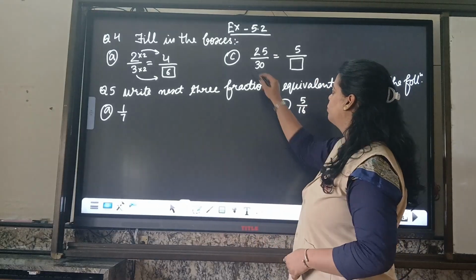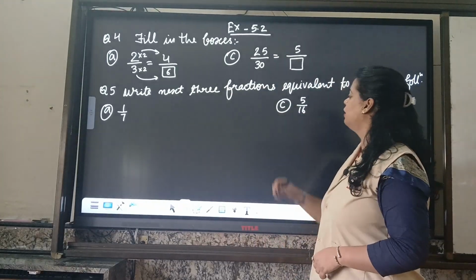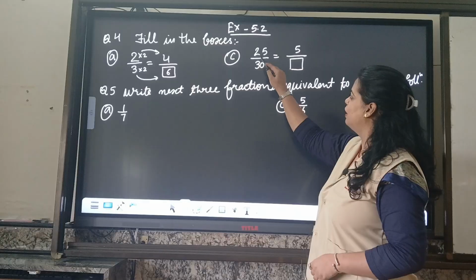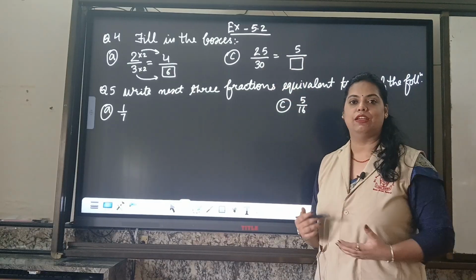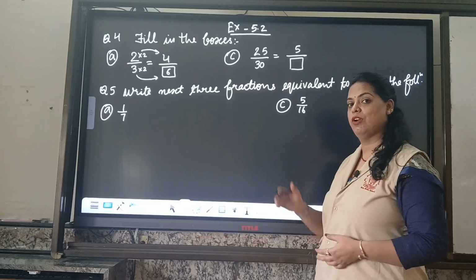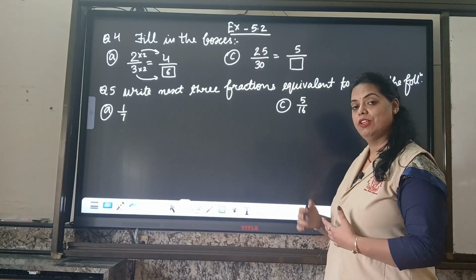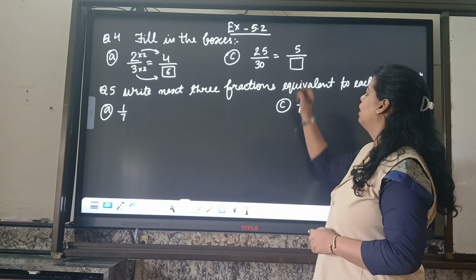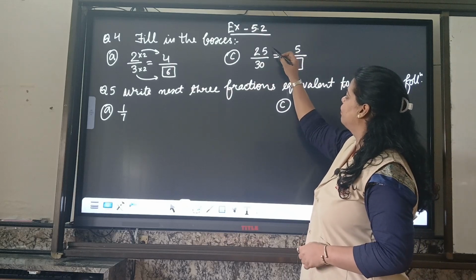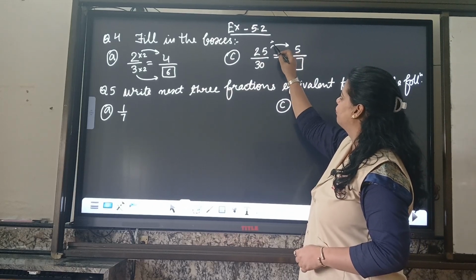Now moving towards question number 4C part. Again you can see 25 is converting into 5. Here we can't multiply because 25 is a big value and 5 is a small value. Here we will use a different operation. We are going to use division operation. Which number to be divided? We will divide by 5.